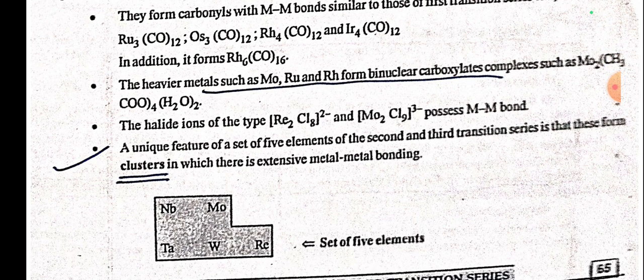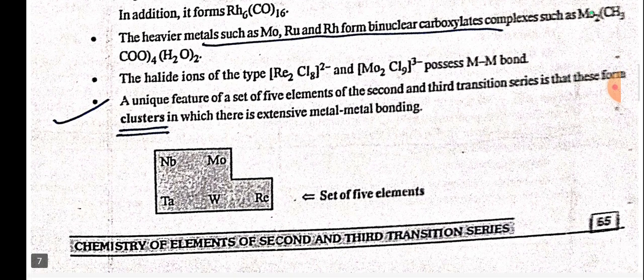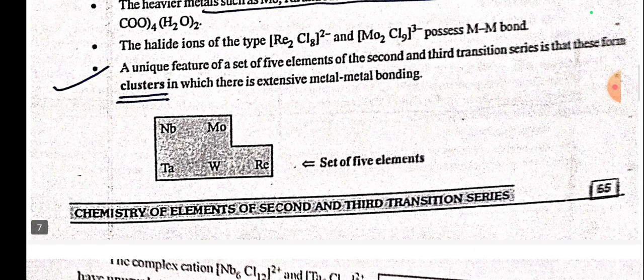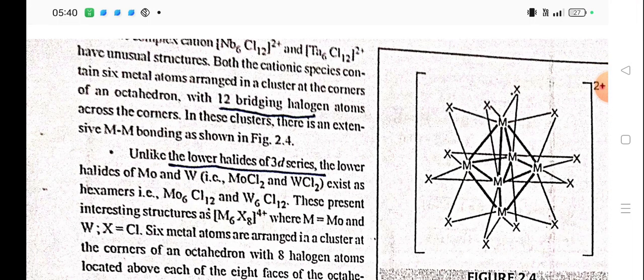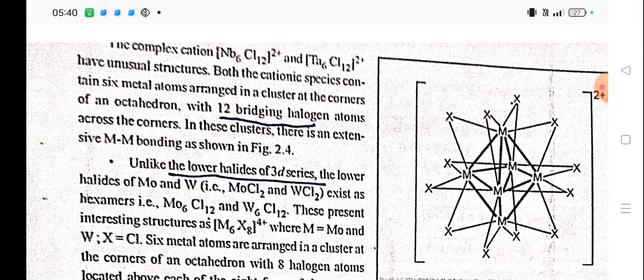A unique feature of a set of 5 elements of the second and third transition series is that these form clusters in which there is extensive metal-metal bonding. The set of 5 elements is Nb, Mo, Ta, W, Re. The complex cations Nb6Cl12 2+ and Ta6Cl12 2+ have unusual structures.